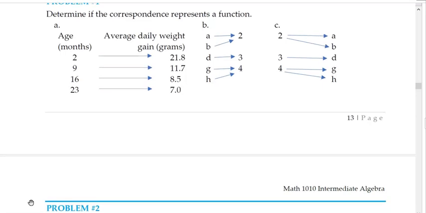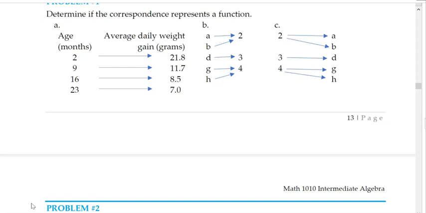All right, so on this next one, determine if the correspondence represents a function. Well, we see here we're talking about the age of a baby in months, and then the average daily weight gain in grams.